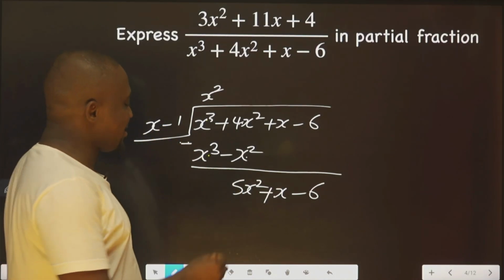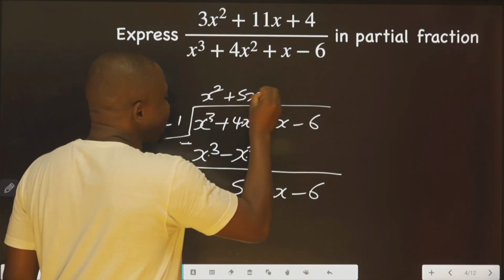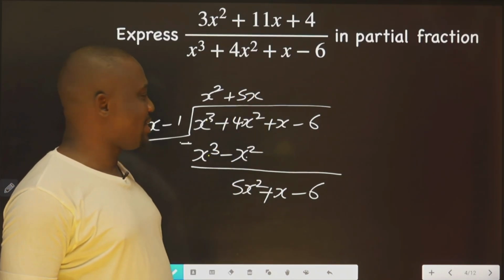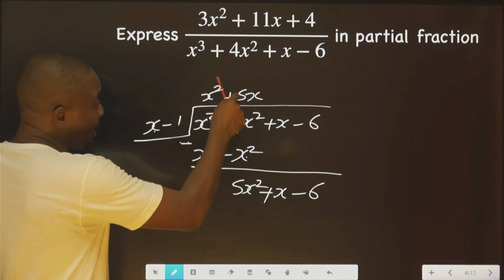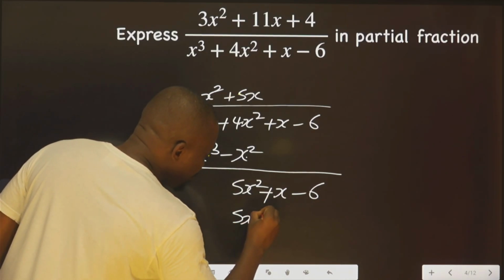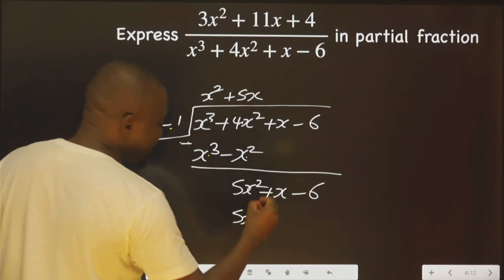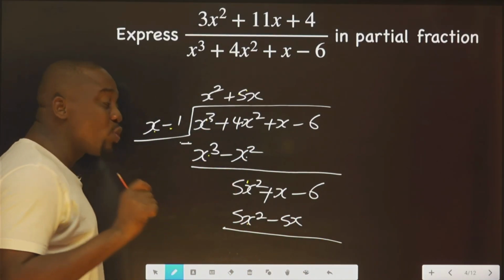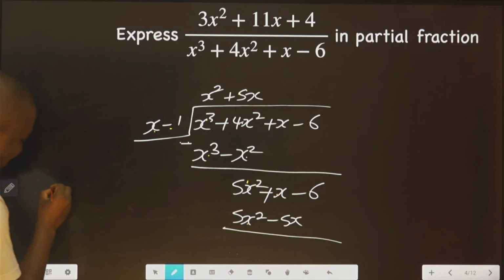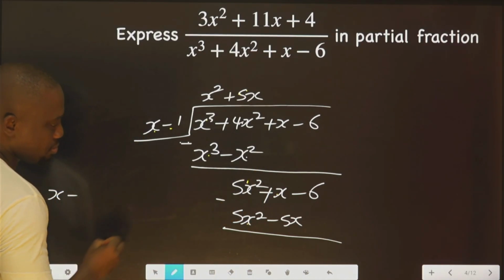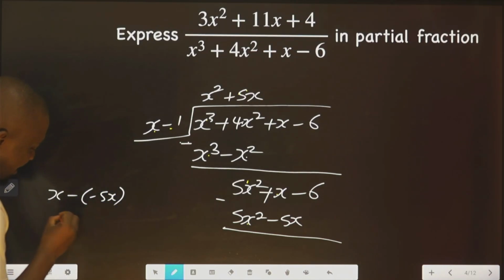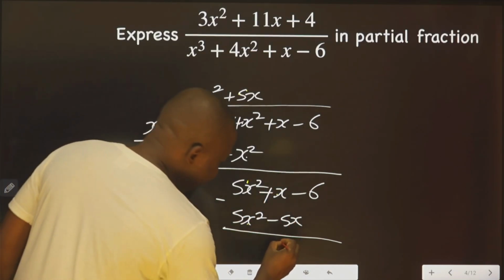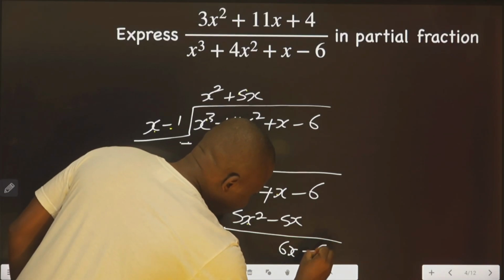This divided by this is plus 5s. 5s squared divided by s is 5s. We continue the process. This multiplied by this is 5s squared. This multiplied by this is minus 5s. This and this will produce 0. Then s minus minus 5s, that is s plus 5s, which is 6s. So here is 6s. Then we bring this down.